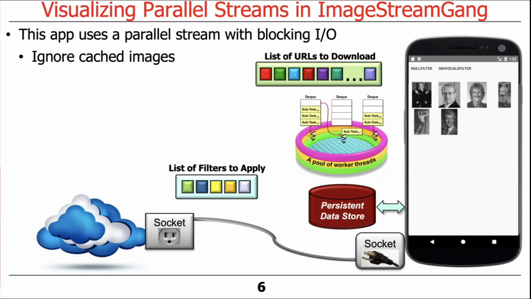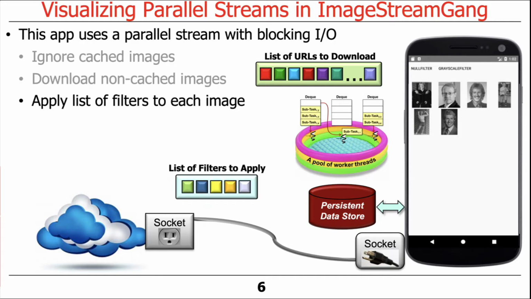So what we're going to do here is get a list of URLs. We're going to ignore any images that we've already downloaded and cached. There's a cool little caching technique we use here, mostly just to motivate the use for filter. We're then going to download non-cached images. So if an image has not been downloaded before, we'll go ahead and download it, blocking along the way if necessary. We're then going to apply a list of filters to each image.